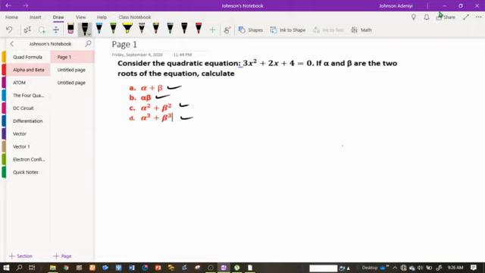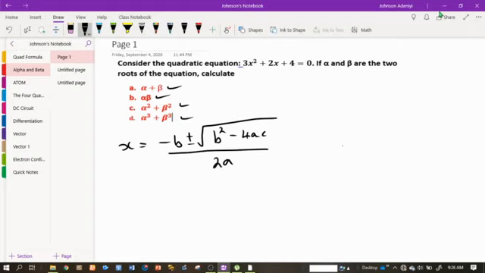Alright, the first thing you need to remember is the general formula for a quadratic equation, which is given as minus b plus or minus the square root of b squared minus 4ac, divided by 2a. So this is the general formula that will give us two roots for any quadratic equation.